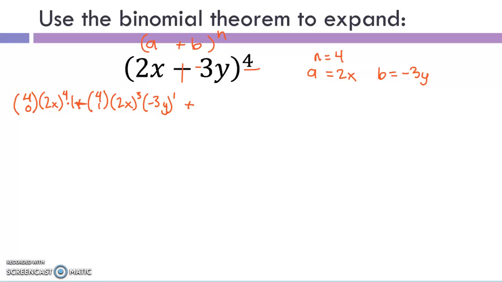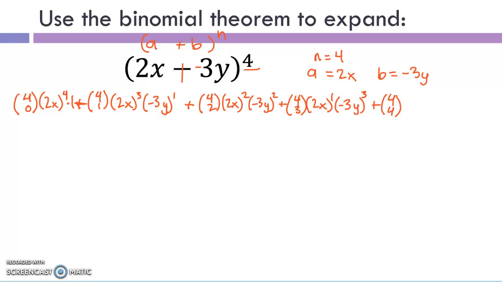Then we're going to add 4 choose 2 times 2x squared, negative 3y squared, plus 4 choose 3 times 2x to the 1. So I'm reducing the powers on those ones, and I'm increasing the power on these ones. And then I'm going to have 4 choose 4 times a to the 0, so I'll just keep that as 1, times b to the 4th power.